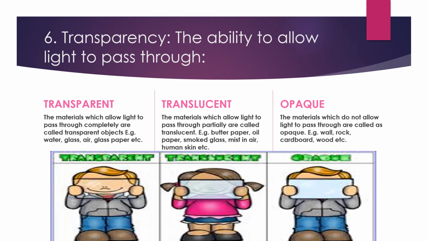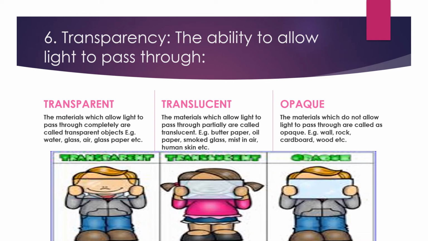It is called transparency, the ability to allow light to pass through. Based on this property, materials are classified as transparent, translucent, and opaque. The materials which allow light to pass through completely are called transparent. Example, water, glass, air, glass paper, etc.